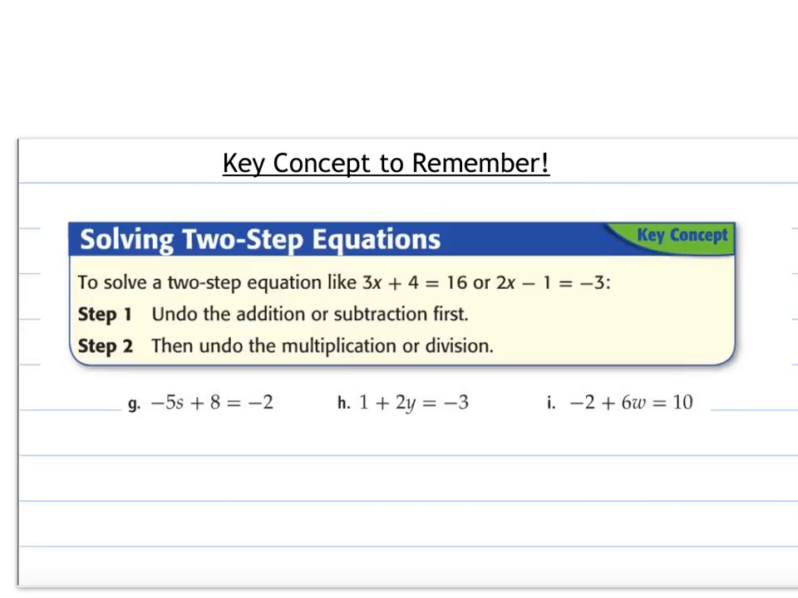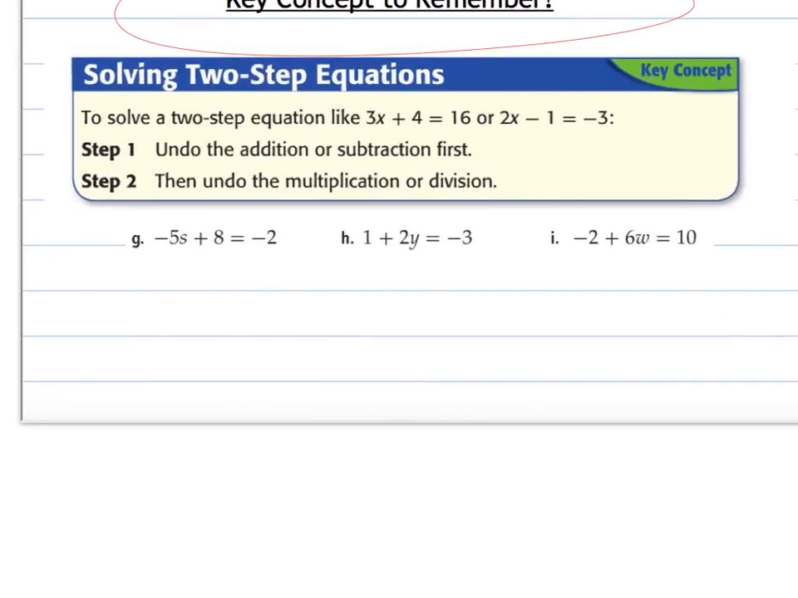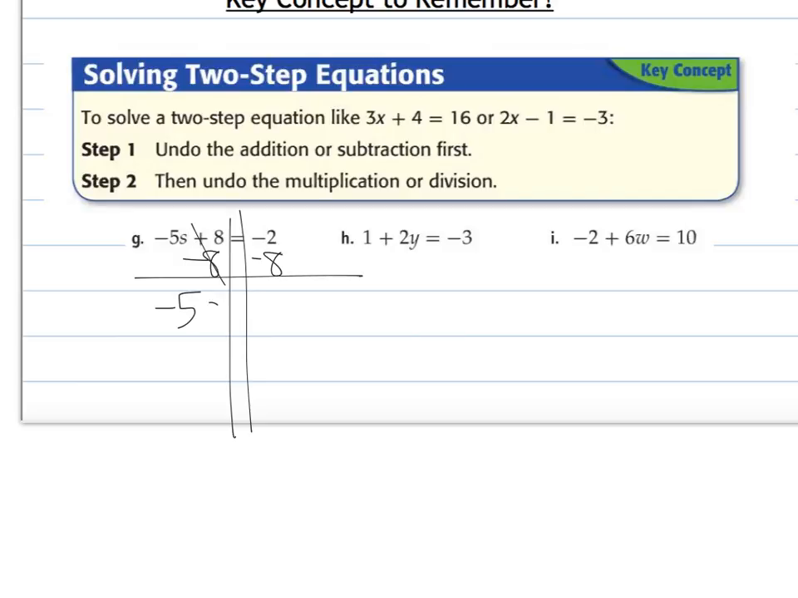Very last one, just the key concept to remember and some more for good measure. You undo addition and subtraction first, then you undo multiplication and division. So reverse PEMDAS. Try these last 3 just to make sure you got it, and then you're done. S was multiplied by -5, added 8. So I take away 8. It's very rhythmic. -5s, remember to add the opposite, is equal to a -10. Divide by -5. S is equal to a +2.